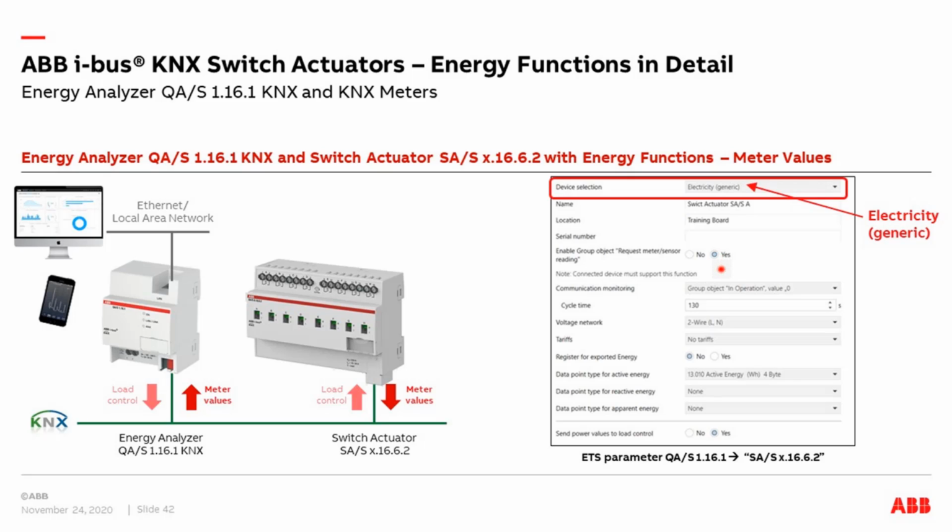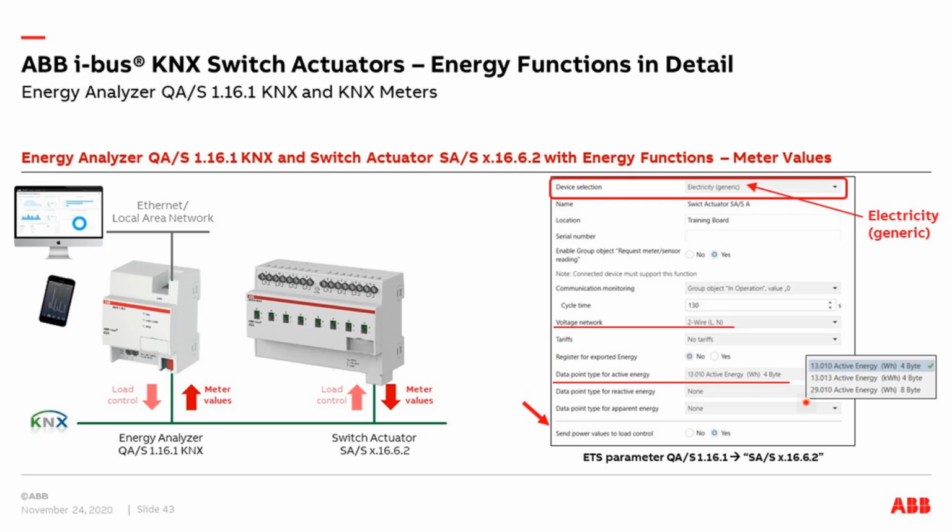We can also set the request for the meter values. Yes, we can do the communication monitoring, yes or no. The voltage network, here we have to set that we communicate with a two-wire meter, because our switch actuator, our channel or energy group, works like a two-wire meter. So no tariff, of course, and we have to use the data point type 13.010 for active energy in watt hours, because the energy analyzer works with watt hours.